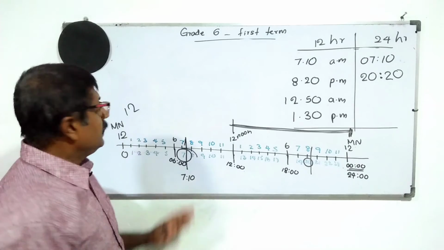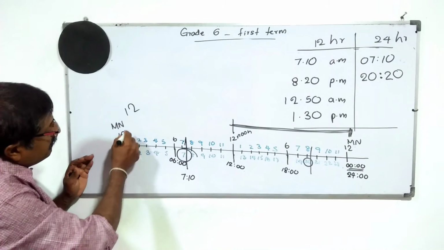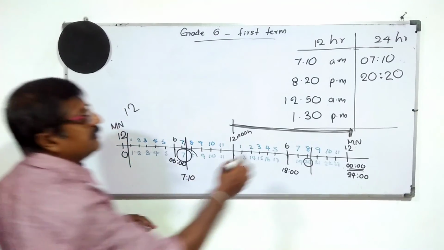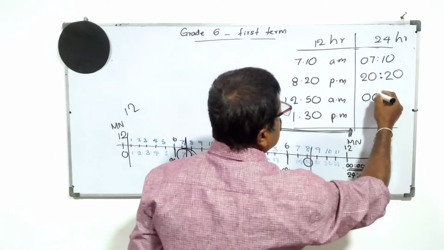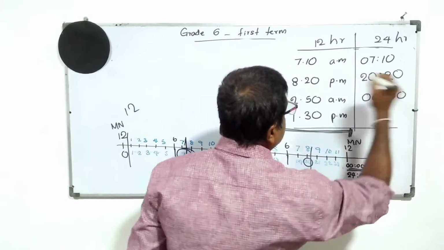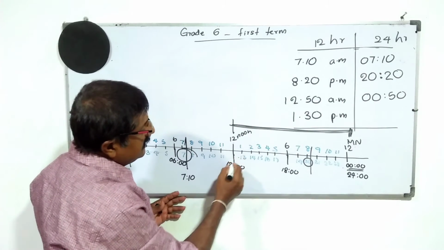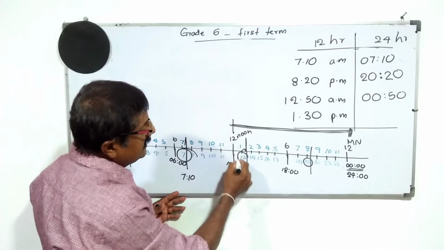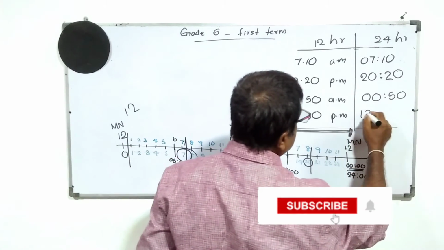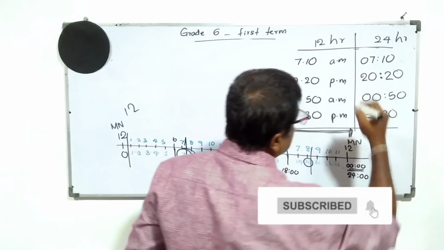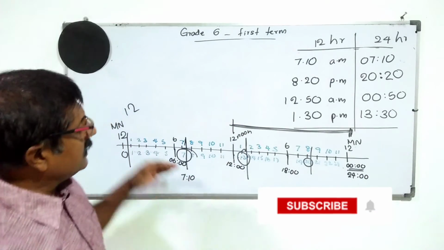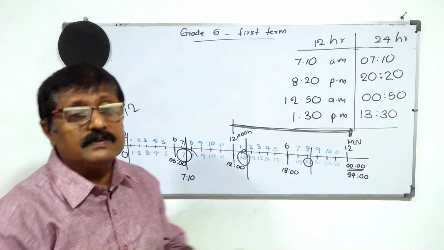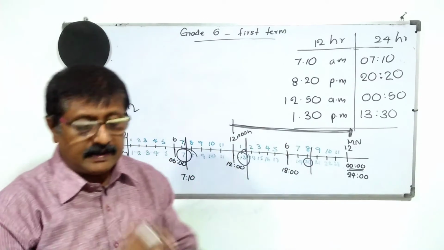12:50 a.m. on this side. 12:50 is 00:50. Then 1:30 p.m. is 13:30. It is like this. By drawing this line, you can answer this type of question without making any mistake.